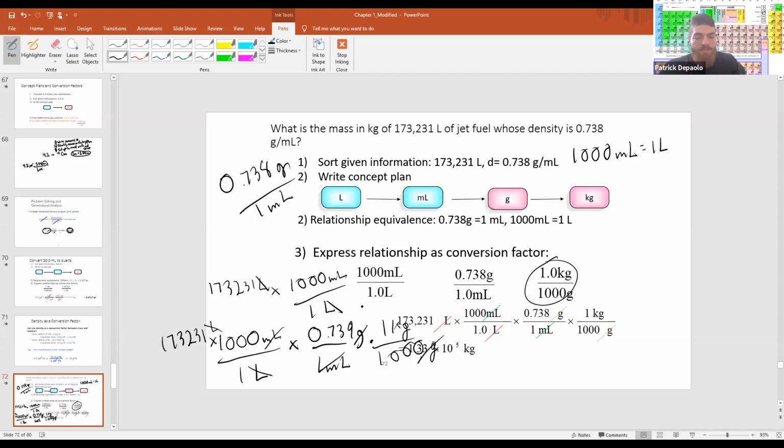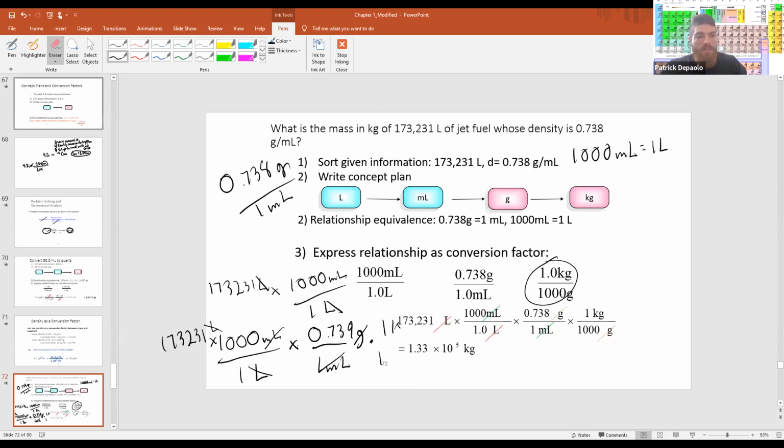So the idea here is to make sure you're doing it right: you want the final unit that you want your answer to be in to be the only unit that's not canceled out. Everything else needs to be canceled out if you did it right. So if you do that, your answer is whatever is underneath that.